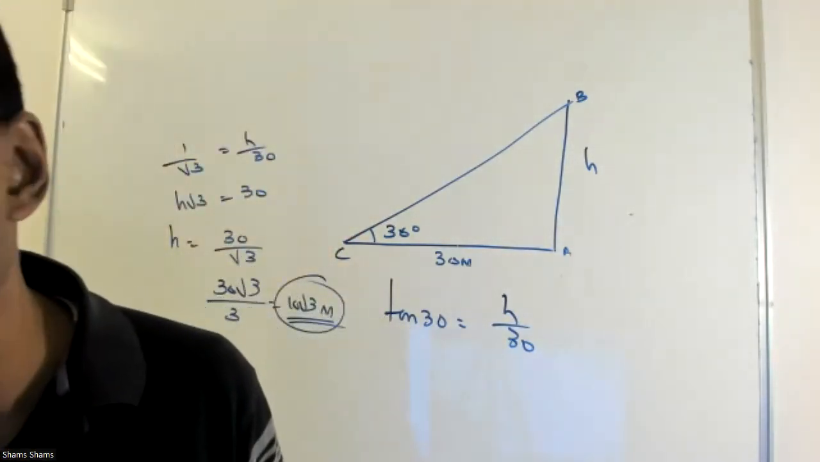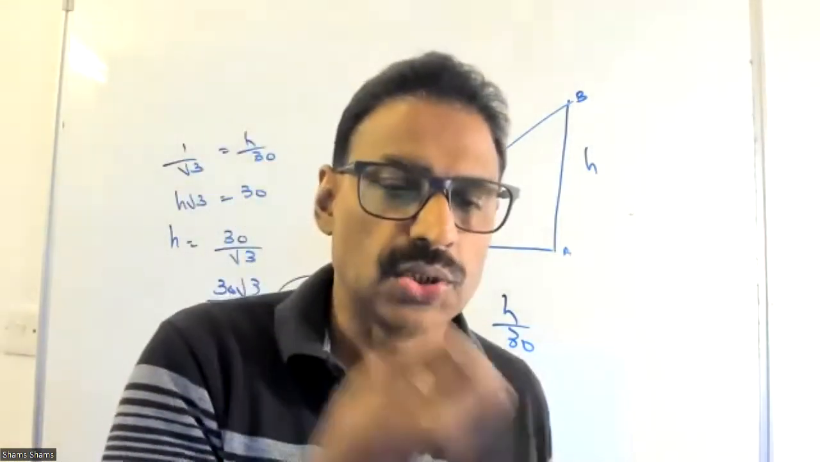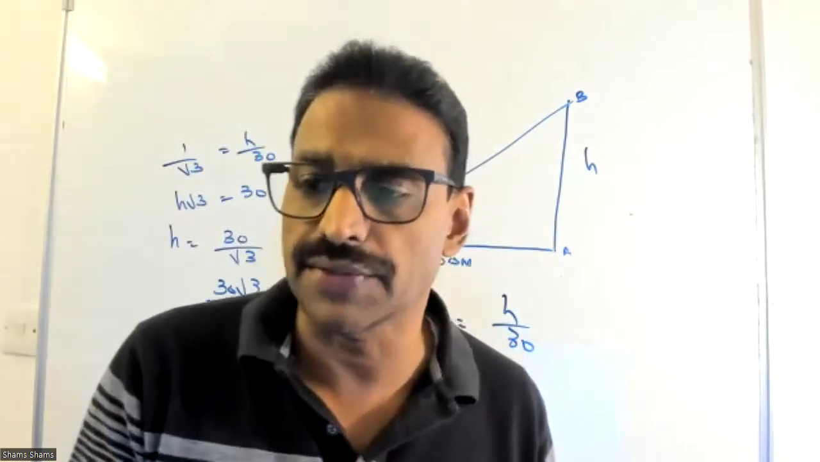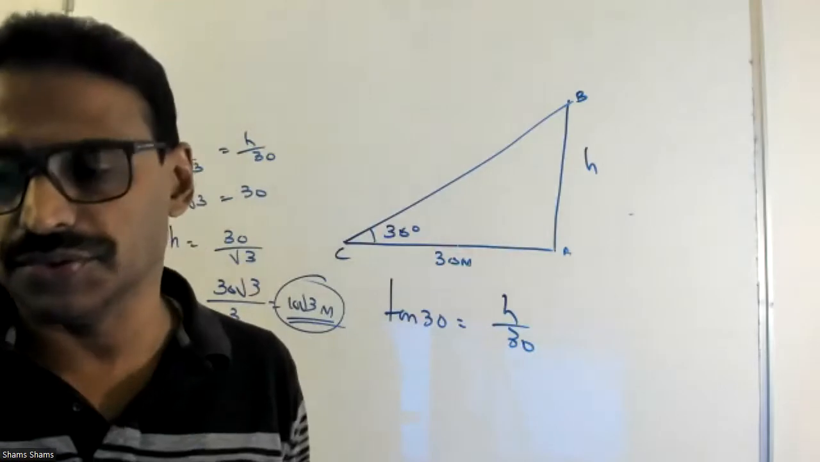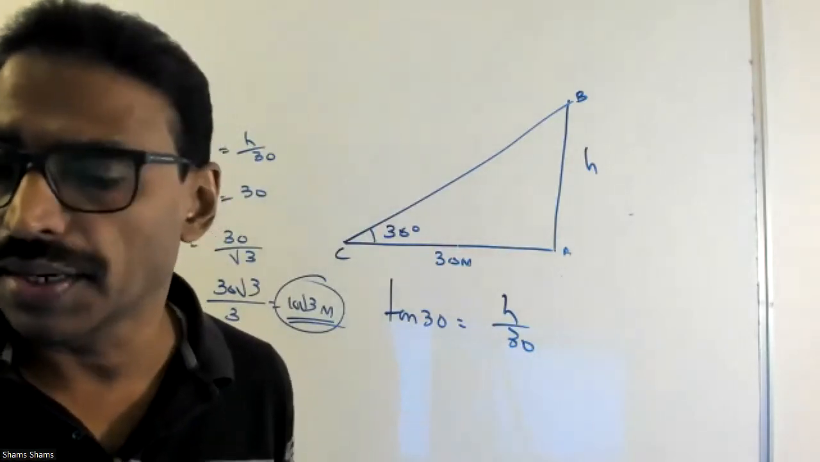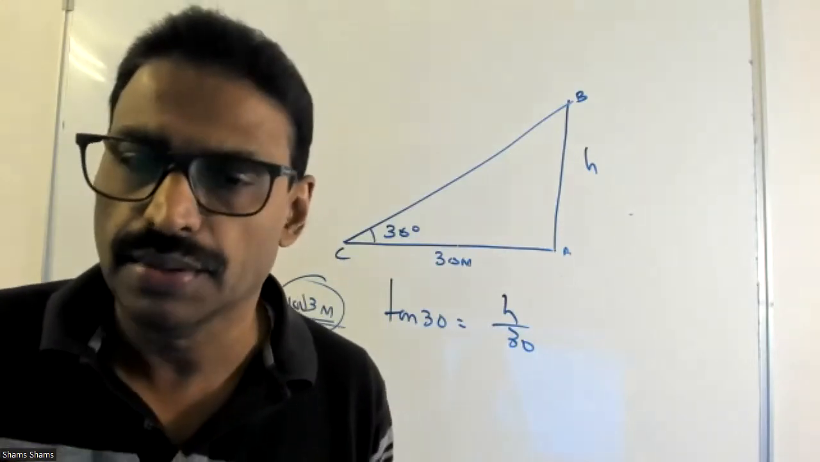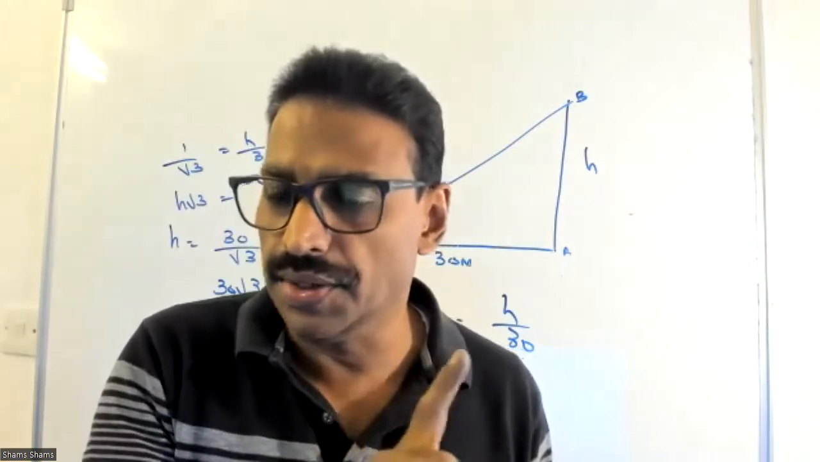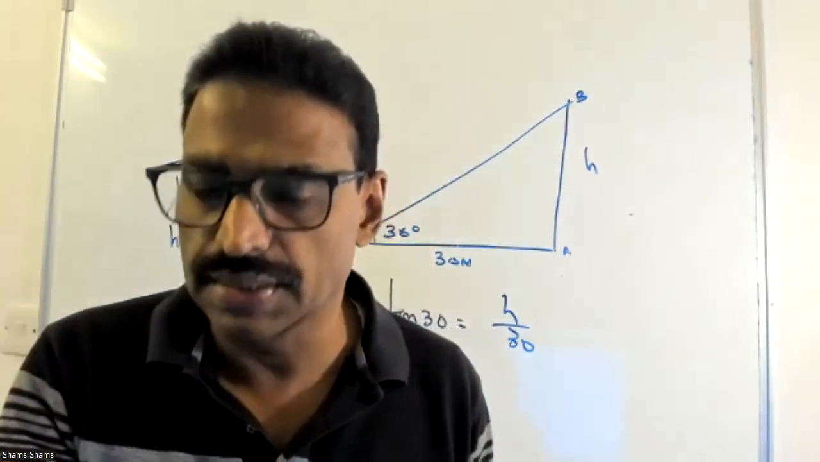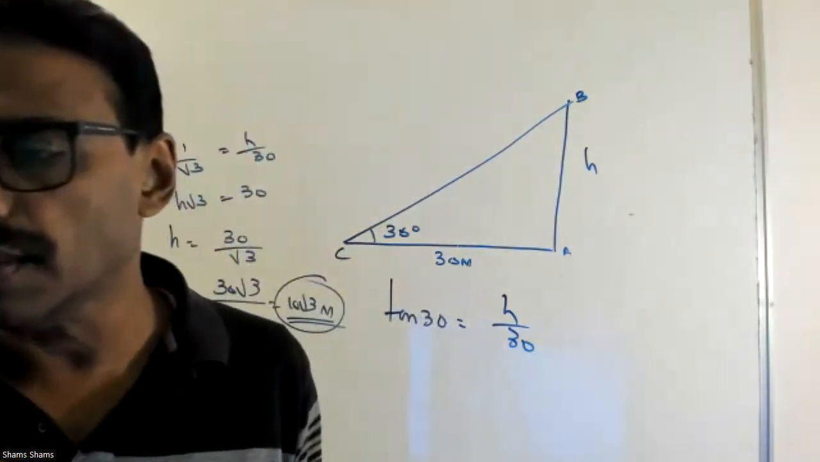Understood what I said? Because root 3 value, you have no idea. Sometimes we use 1.7, 1.73, 1.731. Which value can you apply? No idea. So as per the board, I'm telling you, against your question they will tell you to use root 3 as so and so, then only apply it. Clear now?